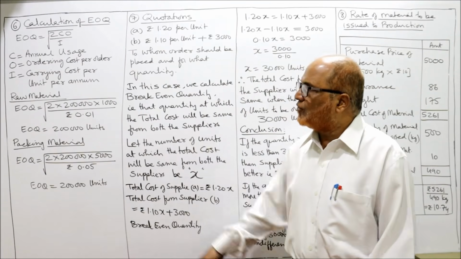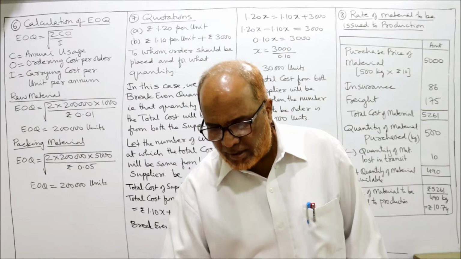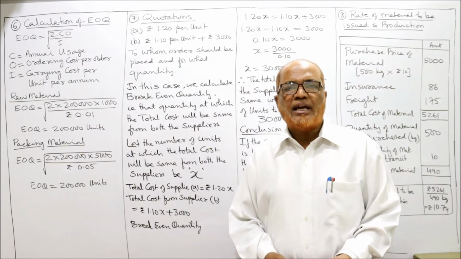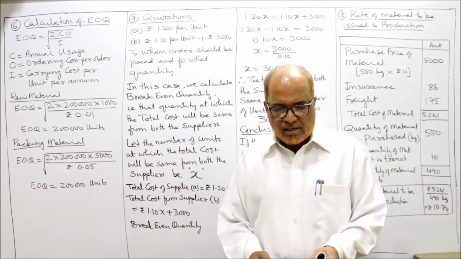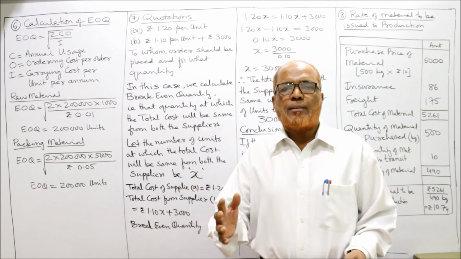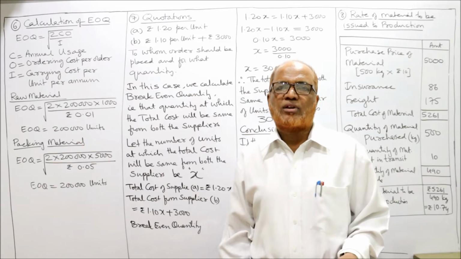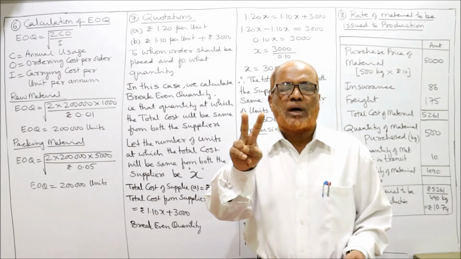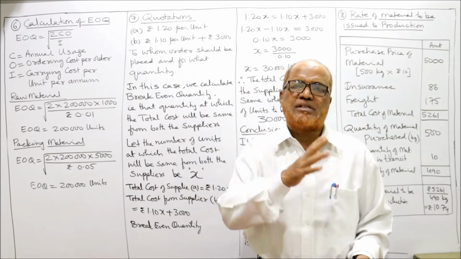That's it. This is the end of problem number 6. Now I am reading out problem number 7. Now see carefully. After inviting tenders, 2 quotations are received as follows. A company has issued the tenders for the requirement of material. Then suppliers have given 2 quotations, A supplier and B supplier.